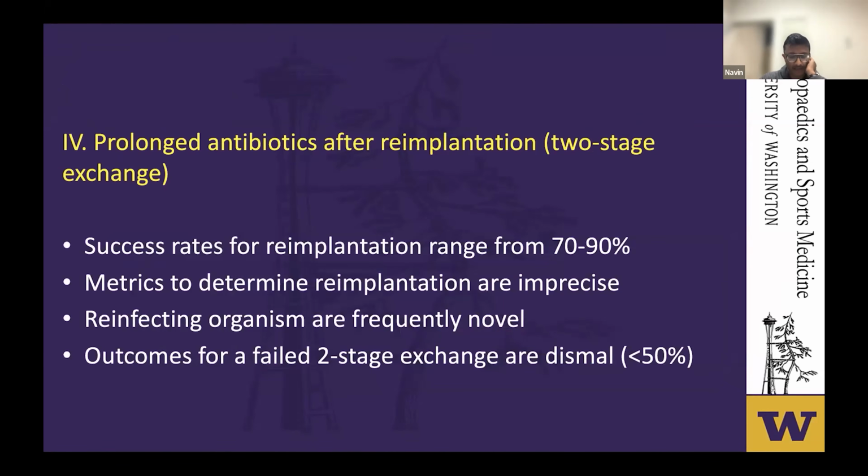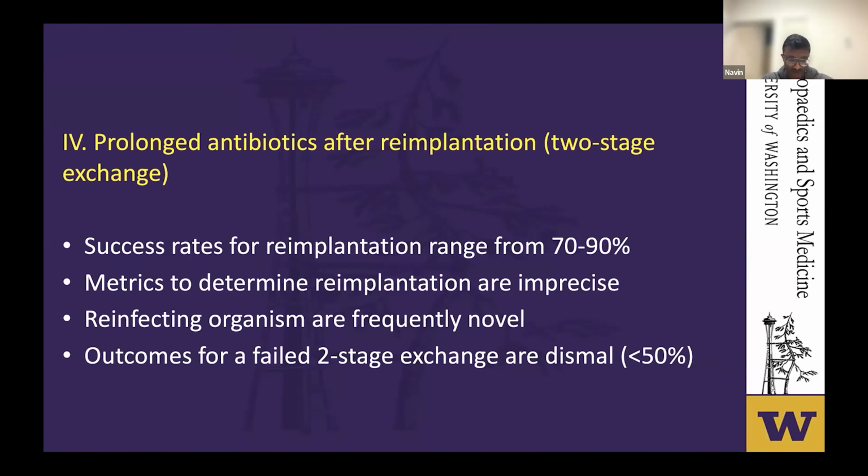So what about the prolonged antibiotics after reimplantation? So in this context, as most commonly described, 3 months of antibiotics status post reimplantation. So the infection and biofilm presumably have been extricated with the implant. Why is there value in this strategy? So to review the points that make this topic important. Number one, the success rates for reimplantation range from 16 to 90%, which means, of course, that failure rates are as high as 40%. Number two, the metrics to determine timing for reimplantation are imprecise.